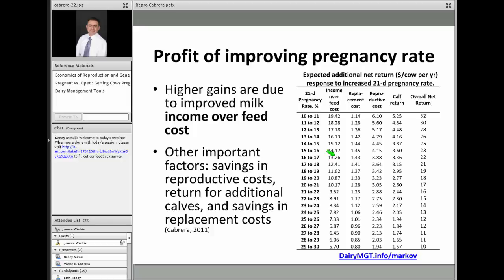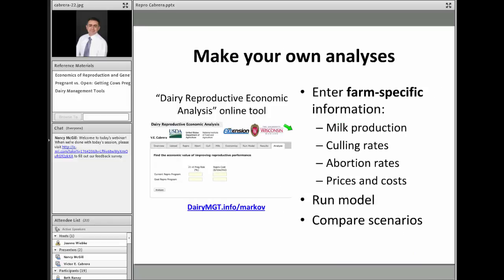When we get the cows pregnant earlier and we have a higher 21-day preg rate, we will take better advantage of the lactation curve shape. We want to have the cows pregnant earlier and faster in order to take advantage and to produce on a per cow per day basis higher than others. That's reflected in what you can see here, higher income over feed cost as we increase the 21-day pregnancy rate.